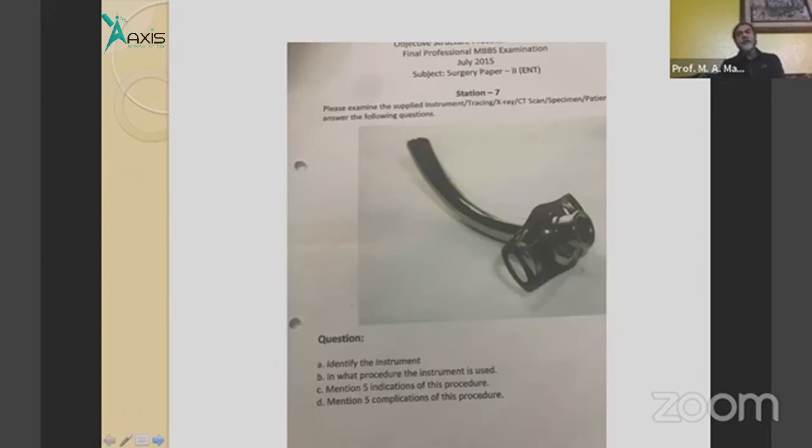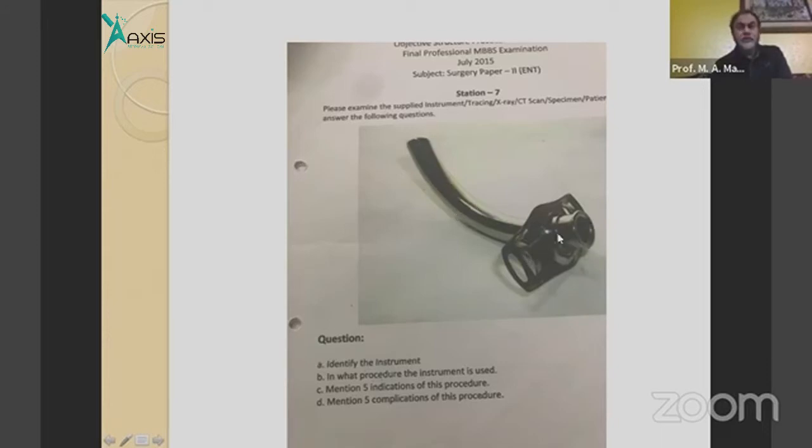This is another instrument. Again, a tracheostomy tube. Is this plastic or cuffed? No. This is metallic. So identify the instrument. This is a metallic tracheostomy tube. If I say what are the parts of this tube, this is the tube actually. It has got a flange, an outer tube and an inner tube.